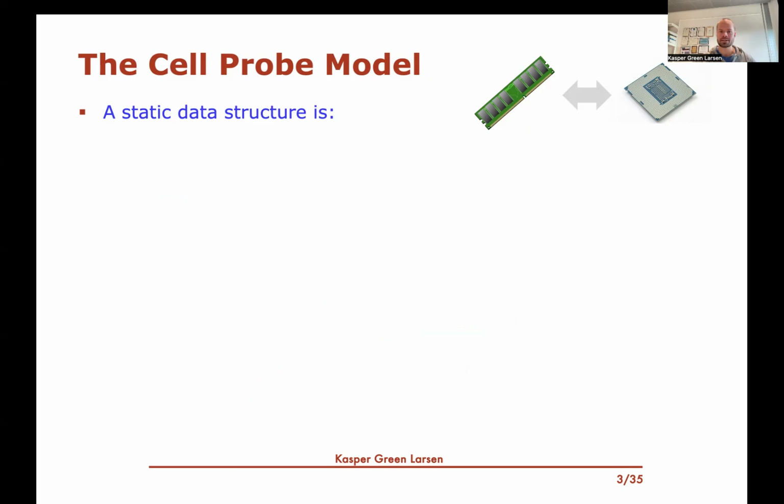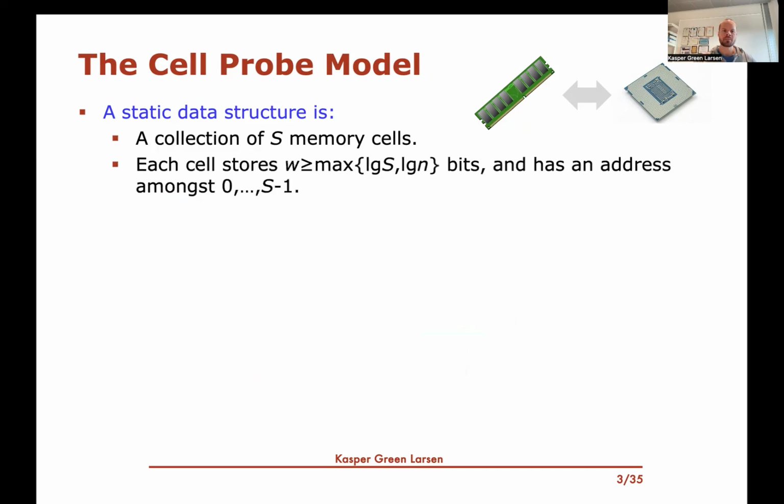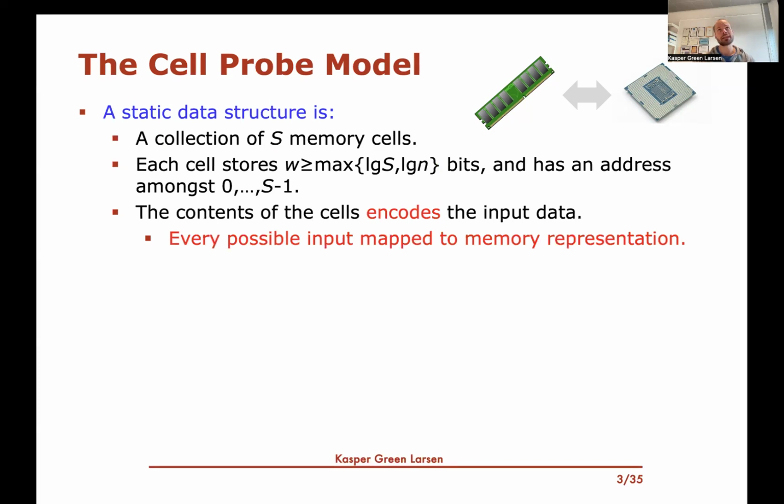So in this model, a static data structure is a collection of memory cells, S of them, where S is the space usage of the data structure. And each of these cells stores W bits. W is assumed to be at least the maximum of log S and log N, so that you have enough bits to store the address of any other cell inside a single cell, and also to store an index of, say, an input object if N is the size of the input. And basically what we're saying is that these bits in the memory cells are encoding the input data set. Which basically means we don't really care about pre-processing time in this model. We just assume that there's some mapping from all the different inputs, all the different graphs you could have as input, to some memory representation.